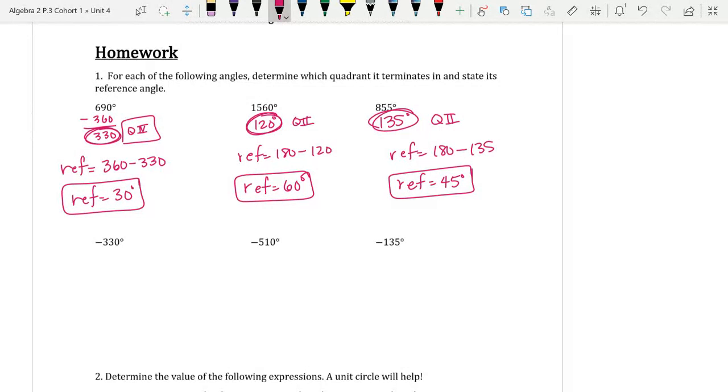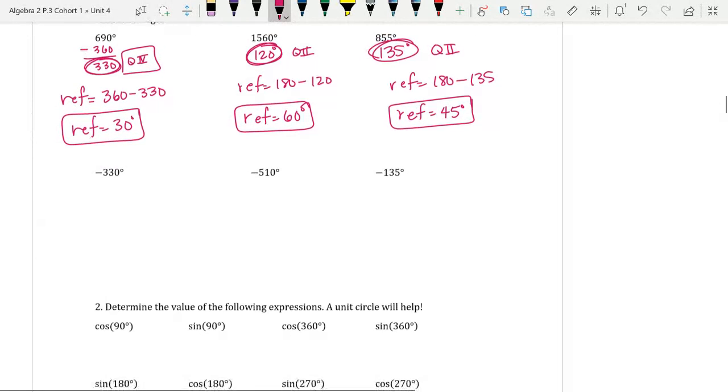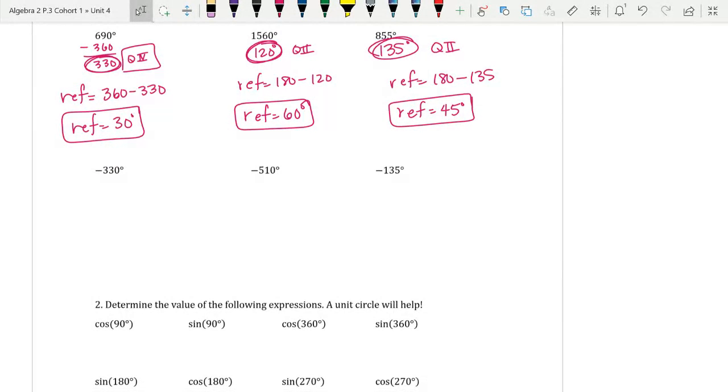Okay, negative numbers. With negative numbers, instead of subtracting 360, we're going to add 360. So negative 330 plus 360 gives us 30 degrees. So that's in quadrant 1. The reference angle in quadrant 1 is just the angle that you have. So 30 degrees is your reference angle.